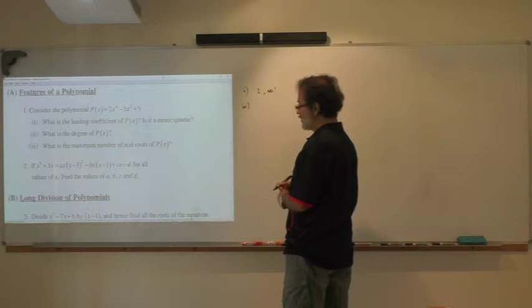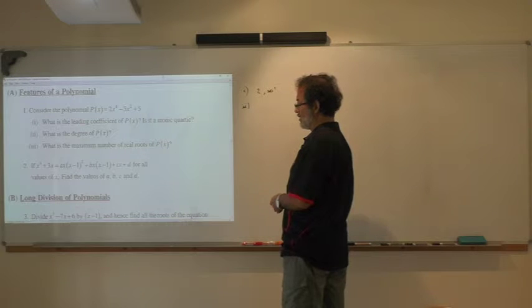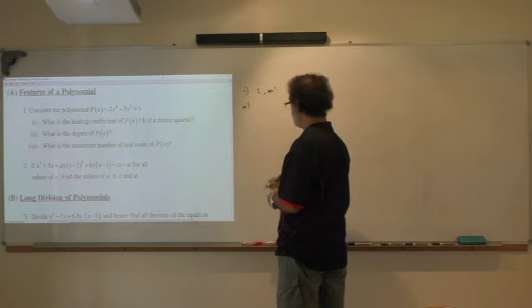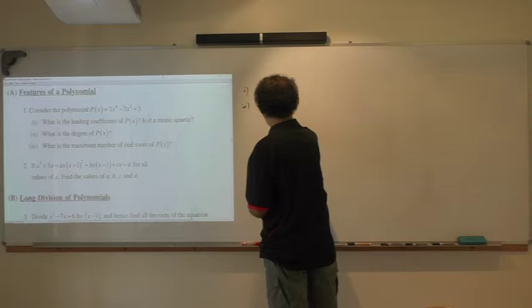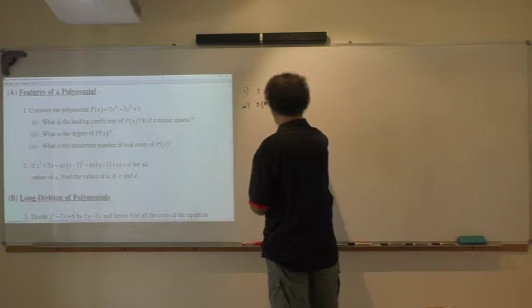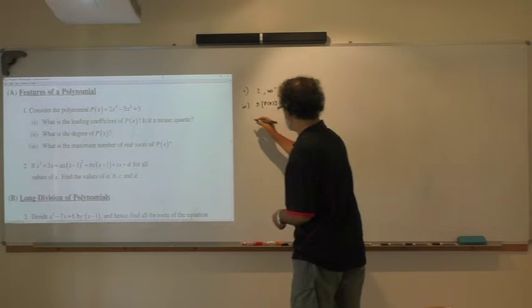Okay, and then part 2, they ask, what is the degree of this polynomial? Well, the degree is equal to 4. So we're going to say the degree of this polynomial is equal to 4.